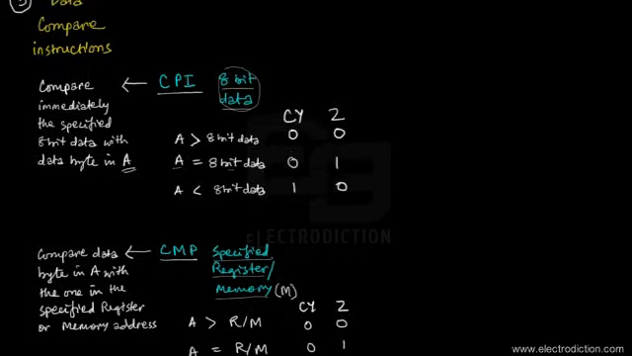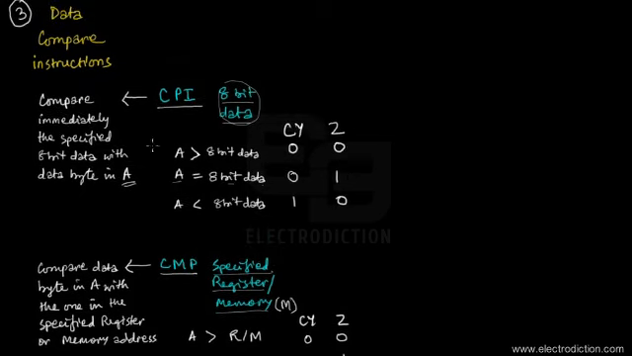So let's highlight this with an example. Let's start with the CPI instruction here. So if we have, let's say, an 8-bit data of A0H, and let's say the accumulator contains a data byte of FFH. Fine. So in that case, we would write over here this instruction, CPI A0H.